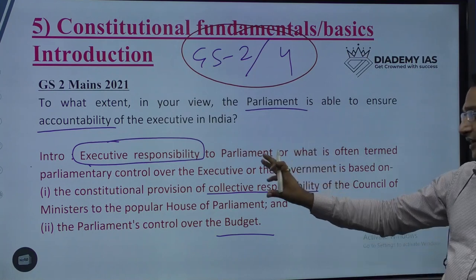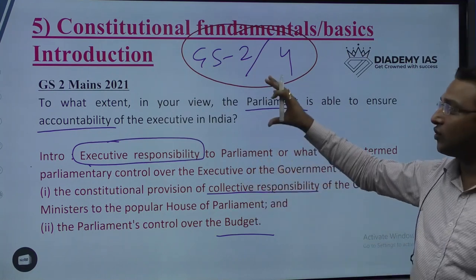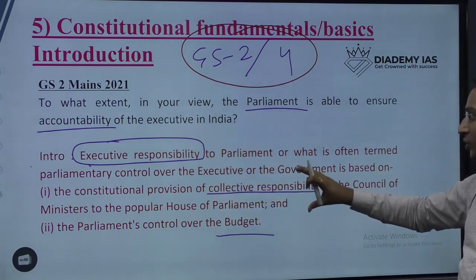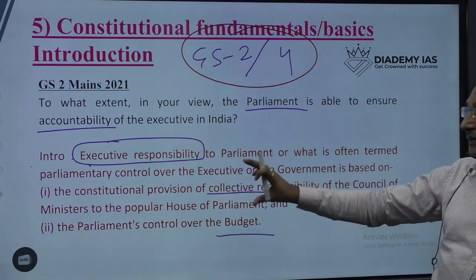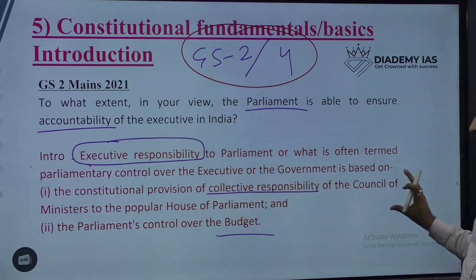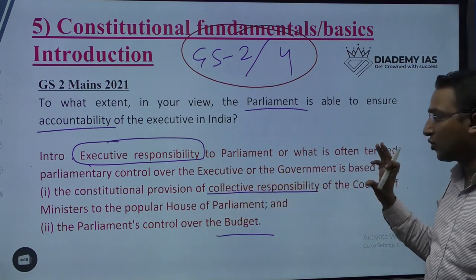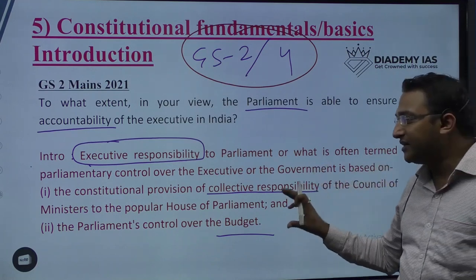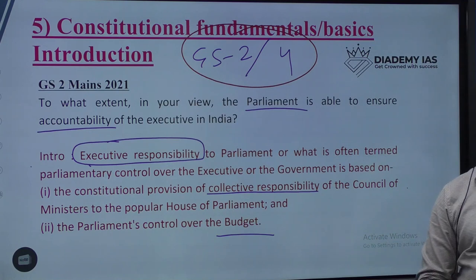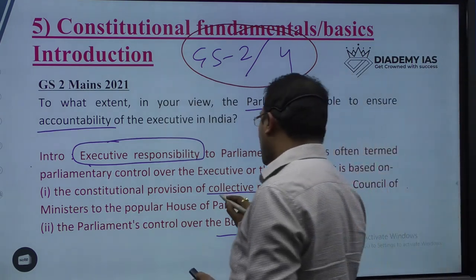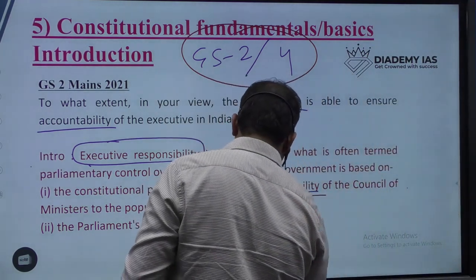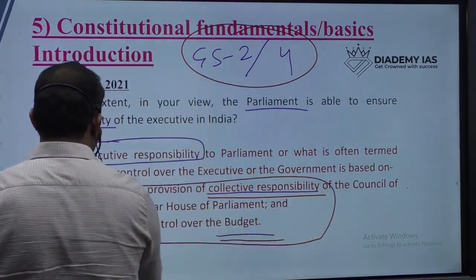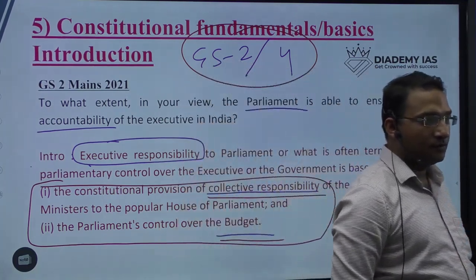So in this case, we are writing the basic concept that executive accountability to the parliament, or what is often termed as the parliamentary control over the executive, is based upon two concepts. One is the concept of collective responsibility, and the second thing is the parliament's control over the budget. These are the two core aspects of the parliamentary control over the executive. We can mention these things. This is another idea.